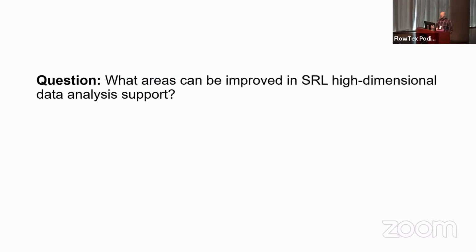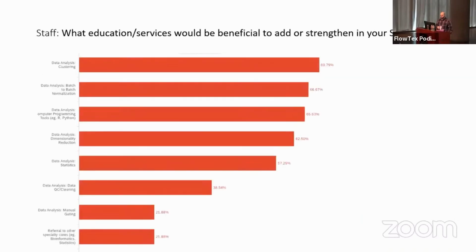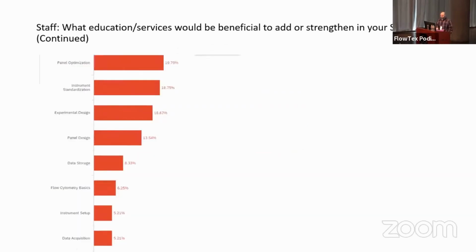So what areas can be improved? Where do we think we can get better? When we asked SRLs, this was pretty overwhelming. Almost 70% said we need to improve our clustering support, our normalization support, our programming tool support, our dimensionality reduction support. All the categories are inversely related to where we already provide services. And then obviously these are all the things that we do day in and day out, like panel design and instrument setup. Nobody really feels like we need to improve much there.